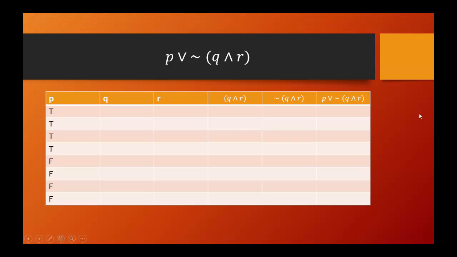I know 4 true, 4 false for P. I knew 2 true followed by 2 false for Q's, and then true, false all the way down for R. Okay. Then I get to this set of parentheses, Q and R. I think and needs all true. So I have true, true is true, but then true, false will be false. False, true is false, and false, false is false.